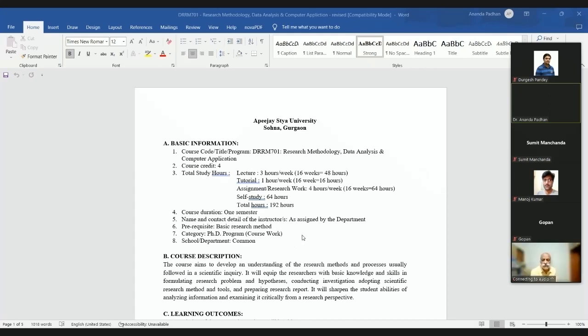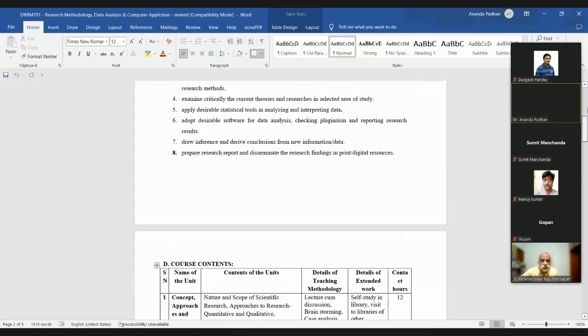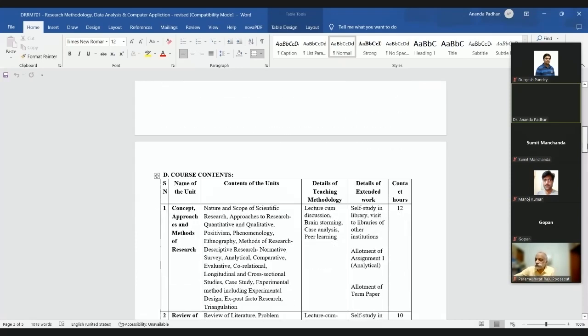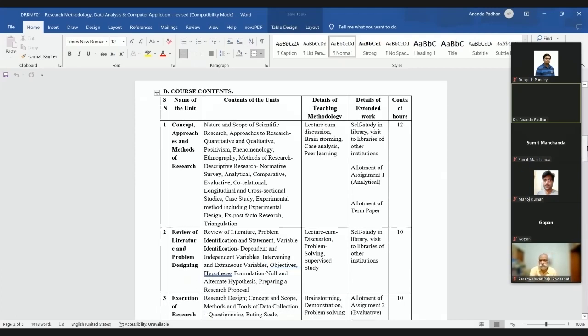Now you can see the course description, learning outcomes. This will be posted in the module also subsequently. These are the contents that we are going to study under this. An assignment, term paper, and other. You can see.